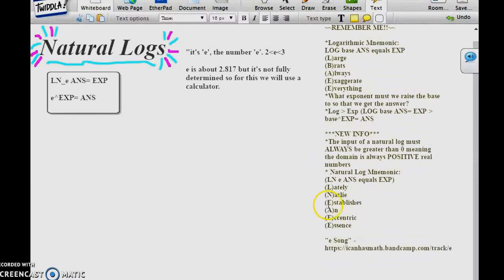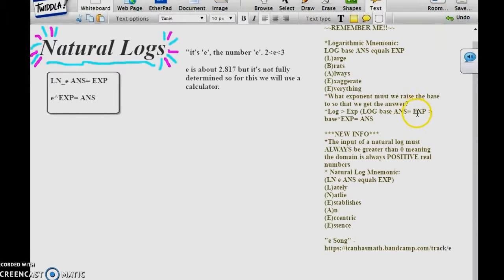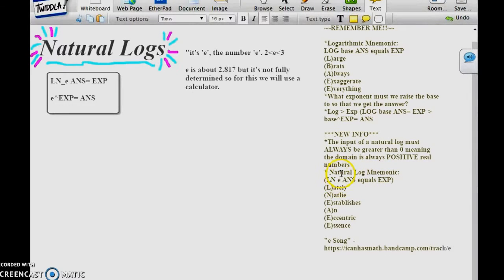And a natural log converts into an exponent the same way a common log does. The log with the base of this, answer equals the exponent, and then the base raised to the exponent equals the answer. Same thing with a natural log. E to the power of the exponent equals the answer.